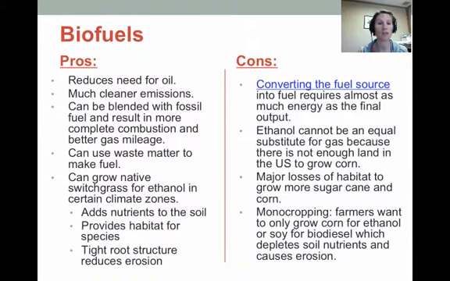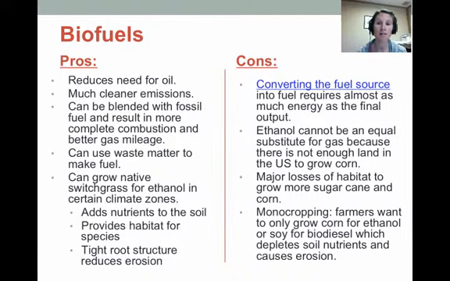You can use switchgrass in certain climate zones, and that's really nice because it adds nutrients to the soil. It provides habitat for species. It's got a real nice tight root structure, so it prevents erosion and helps hold moisture in the soil. All things that we really need to consider as climate change progresses.